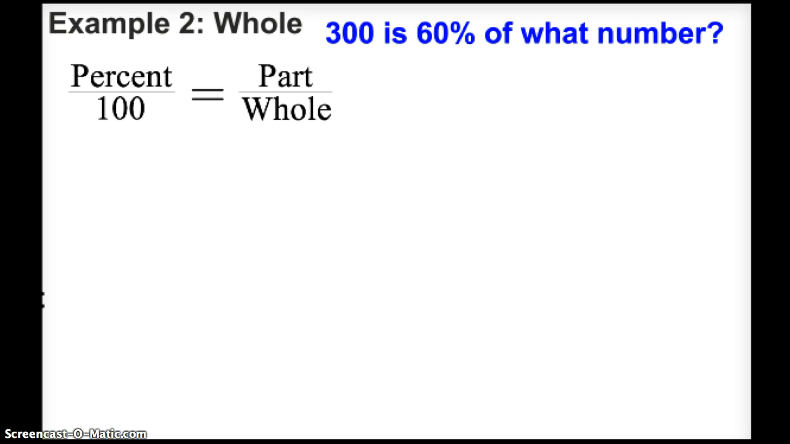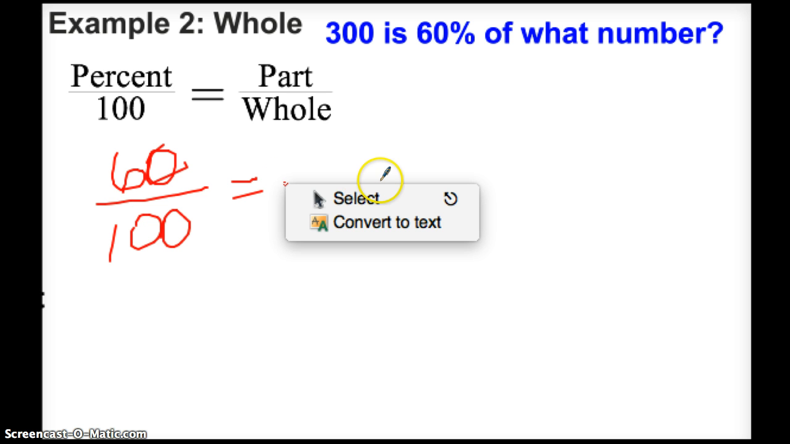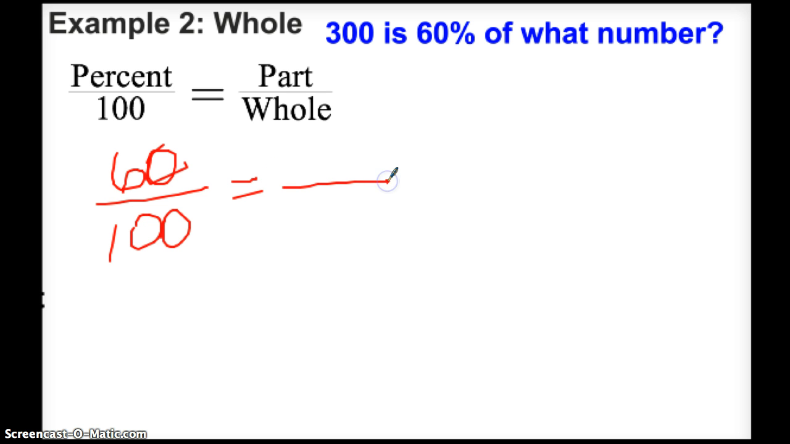So once again, we just fill in what we know. We know our percent is 60. We know it's over 100 because it's always going to be over 100. We know 300 is 60% of what number? So 300 is the part, and we are looking for the whole.